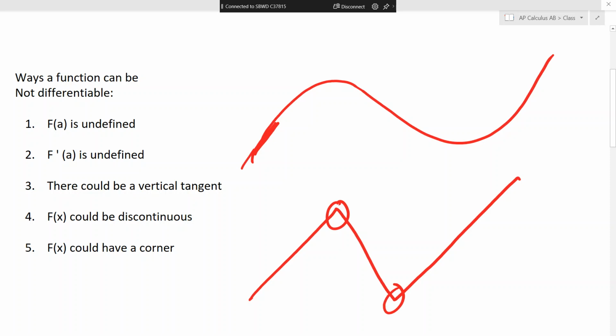Guess what kind of points those are called? Corners. That's it. What other kind of functions have corners? Absolute values have corners. So you'll see questions like that in this. Let's take a look at one of those.